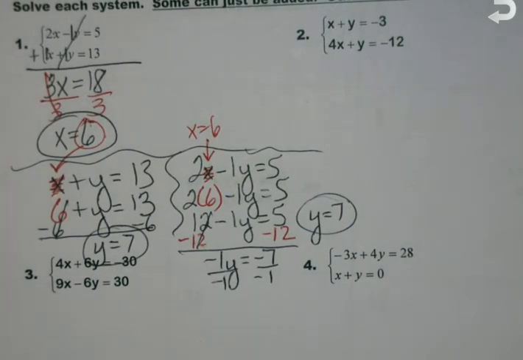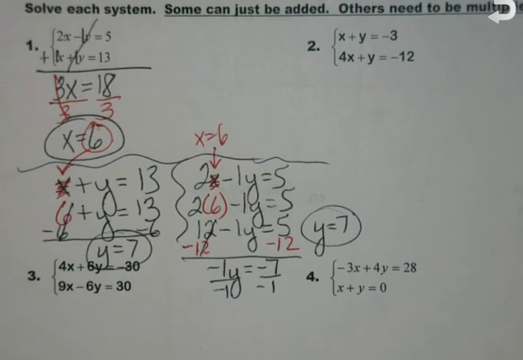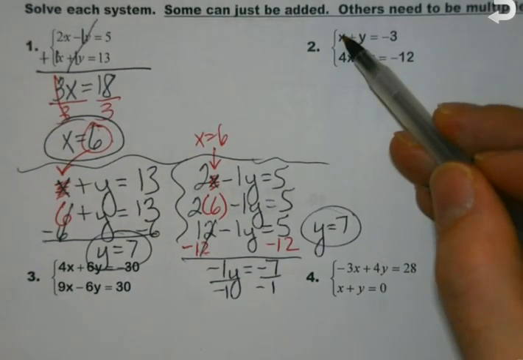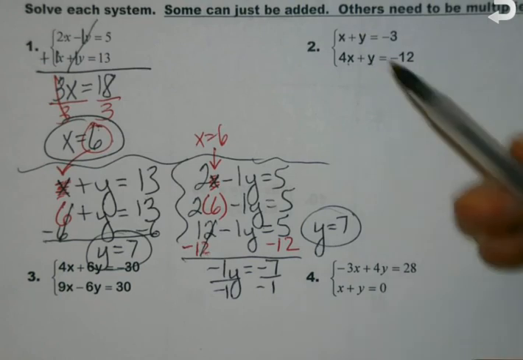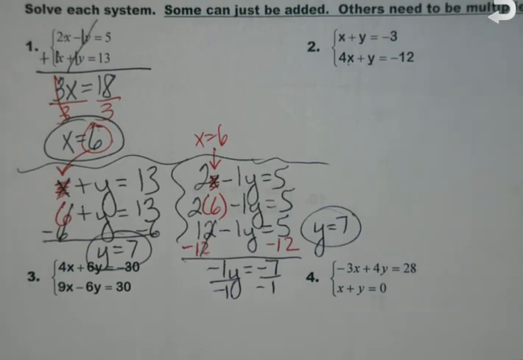So some of them, always check first. Some of them, that'll happen. Other ones, not quite so lucky. So like if we were doing number 2, well, 1 plus 4, that doesn't cancel out. 1 plus 1, that doesn't cancel out either. So I'm going to have to multiply on this one.